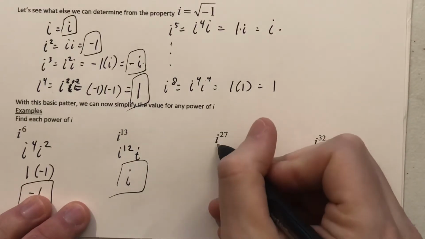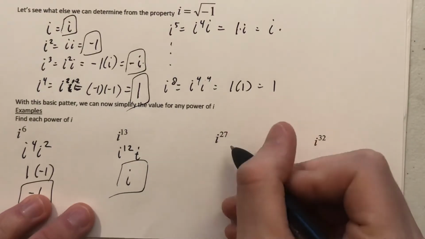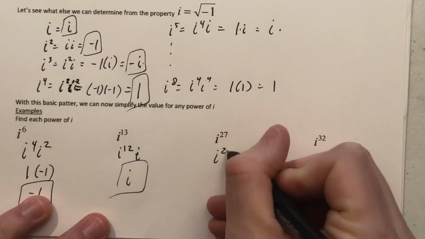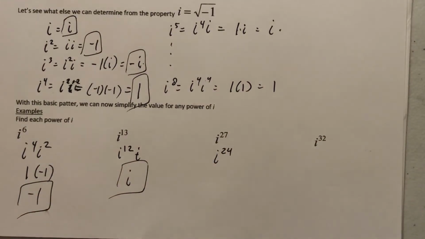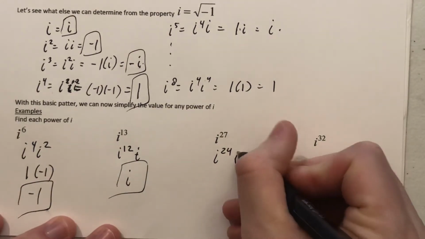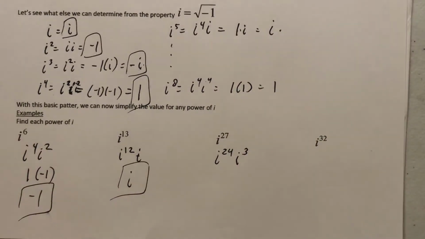So i to the 27th, right? Again, just look for the biggest power of 4 that you could pull out of there. You could pull out 24 i's. And again, it doesn't matter that that's 6 groups of 4. It doesn't matter how many there are. Every one of those groups turns to a 1. All you care about is what's left, the i cubed.